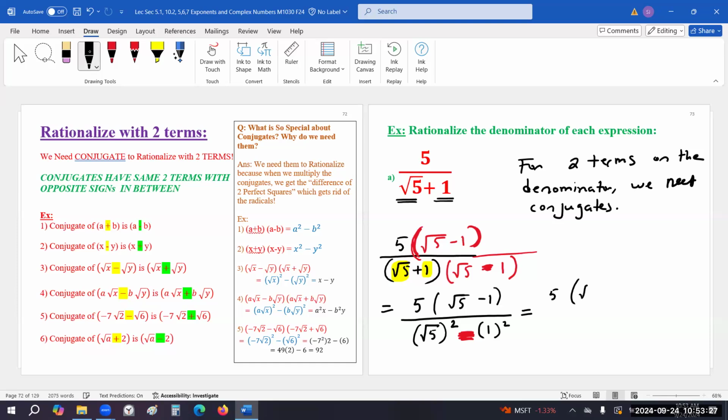So keep the top. We don't need to distribute. But what do you get on the denominator? 5 minus 1, which is simply 4. Sometimes when you simplify, you can actually cancel this with that. So that's why if you have a single number, don't distribute. But if you have two things, then distribute.